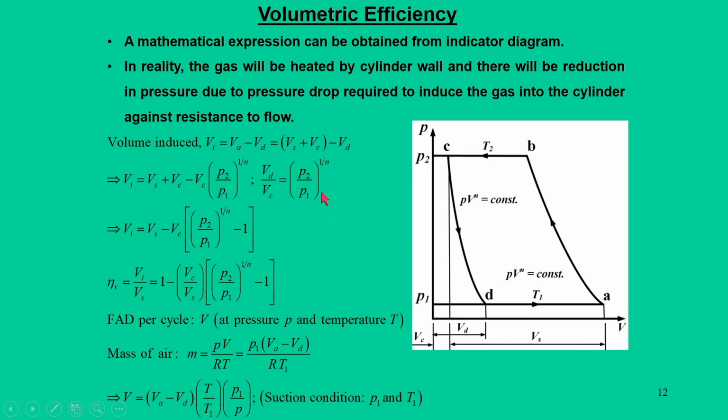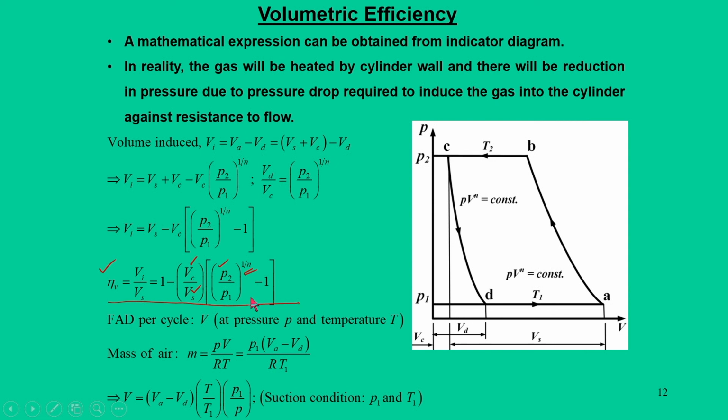This equation holds good, and from this we can simplify the expression. That means the induced volume now becomes (V_s - V_c) multiplied by (P2/P1) to the power 1/n minus 1. So, by definition, the volumetric efficiency we can write as V_I divided by V_s. From this expression we can find the volumetric efficiency in terms of the clearance volume V_c, swept volume V_s, and pressure ratio P2/P1. Of course, there is the index of compression n.